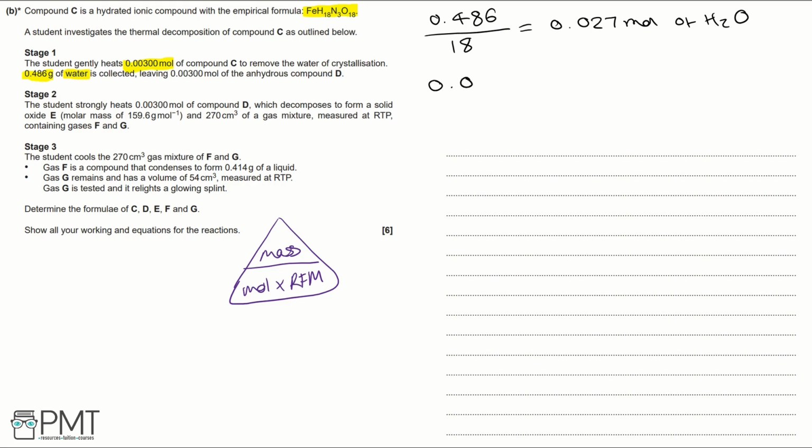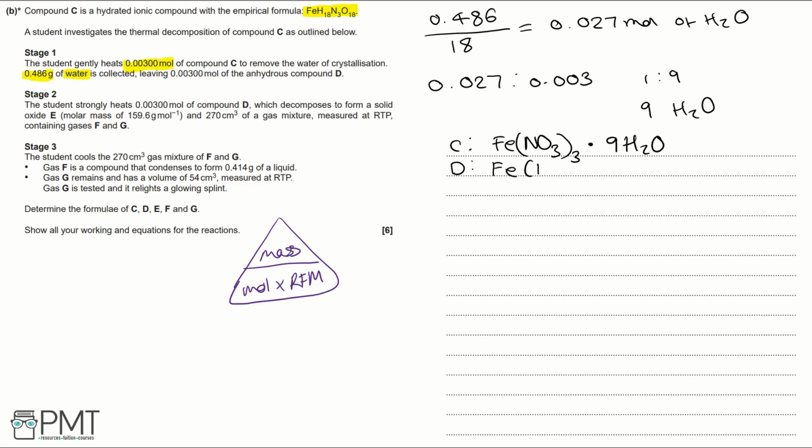So we can compare this to the moles of compound C. So we've got 0.027 to 0.003. That's a 1:9 ratio. So that means we've got 9 waters. So using the empirical formula, compound C is going to be Fe(NO3)3 times 9 H2O. So the anhydrous version, which is compound D, is going to be Fe(NO3)3, because that's if you take away all of the water.